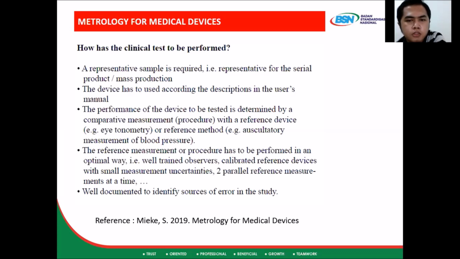For example, the auscultatory measurement of blood pressure. The reference measurement or procedure has to be performed in an optimal way. An example: a well-trained observer, calibrated reference devices with small measurement uncertainties, and 2 parallel reference measurements at a time, and well documented to identify sources of error in the study. Also for the estimation of the uncertainty.